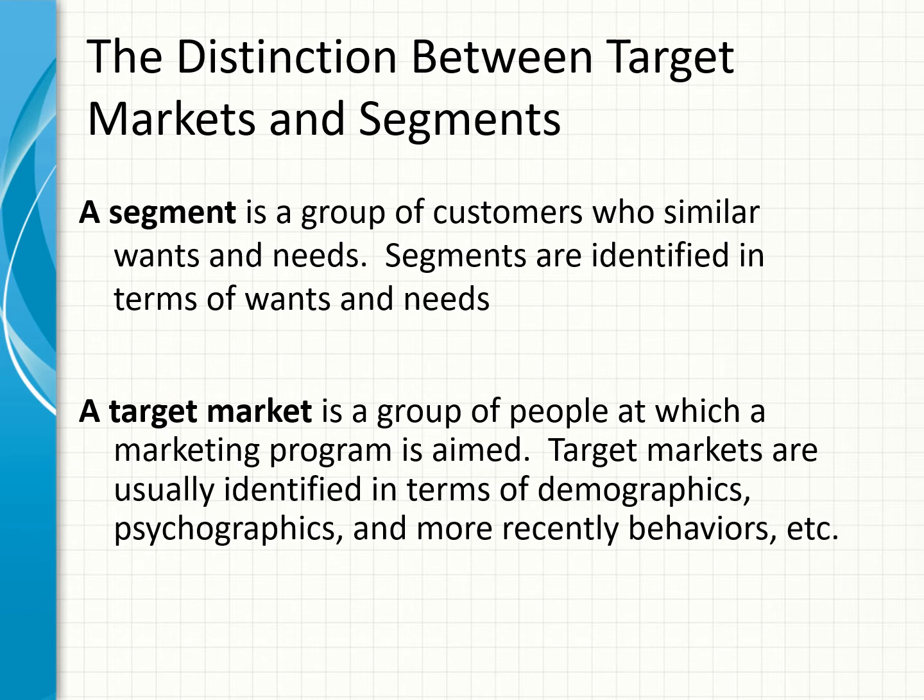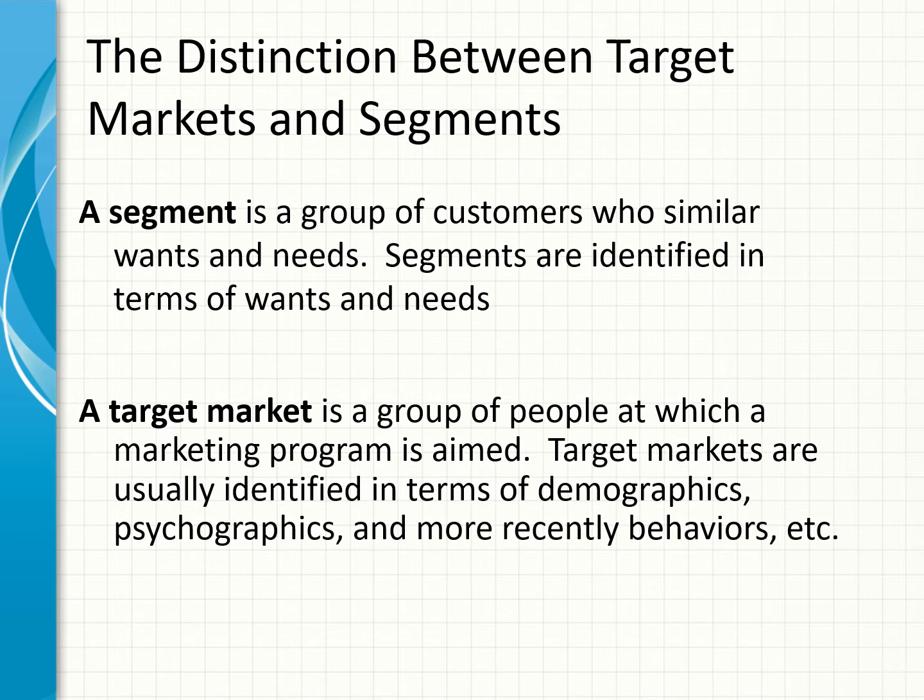Target markets are usually identified in terms of demographics and psychographics, and maybe more recently by database marketers and online marketers in terms of behaviors. But a target market is not the same as a segment. A target market is a group of people at which a marketing program is aimed. So an example of a target market might be college students. An example of a segment might be price-sensitive fast food restaurant shoppers.